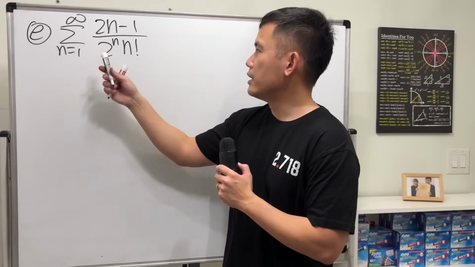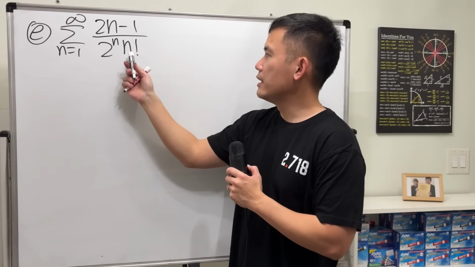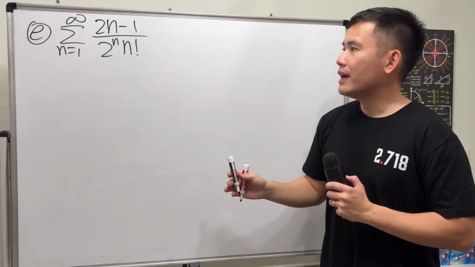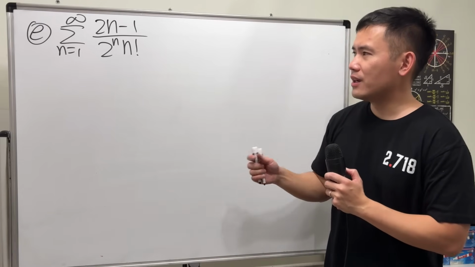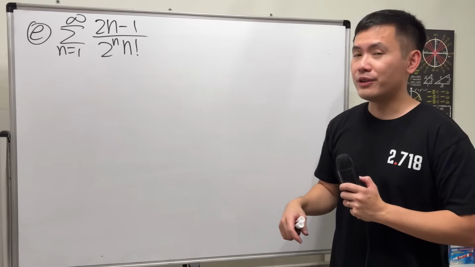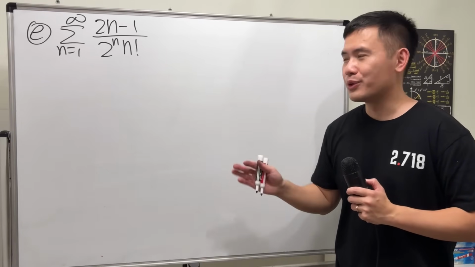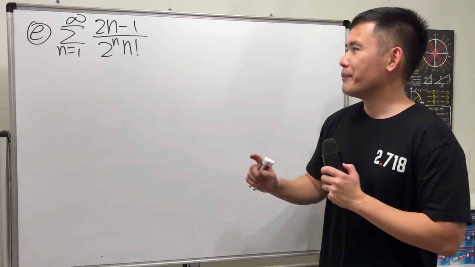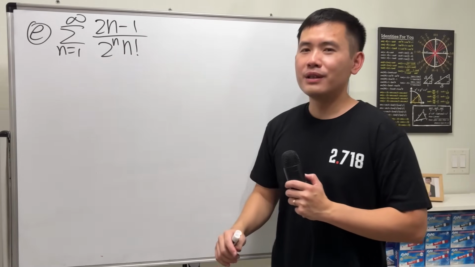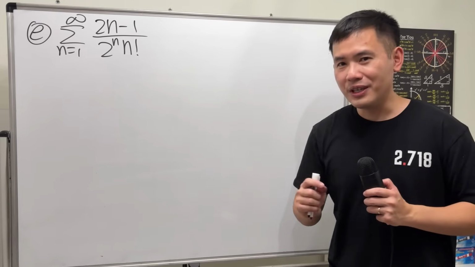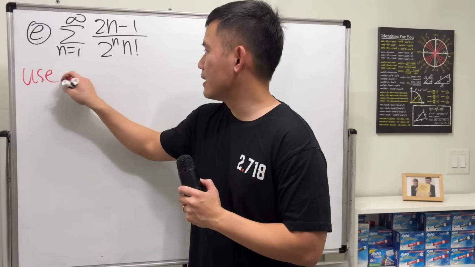So for this one, we have the series of (2n minus 1) over 2 to the n times n factorial. In fact, you can do some inequality business first to reduce the expression a little bit. However, I think the intended solution is usually the following. Here's the idea. If you see n in the exponent and you also see the factorial involved, then the ratio test is a great idea. So let's go ahead and use the ratio test.